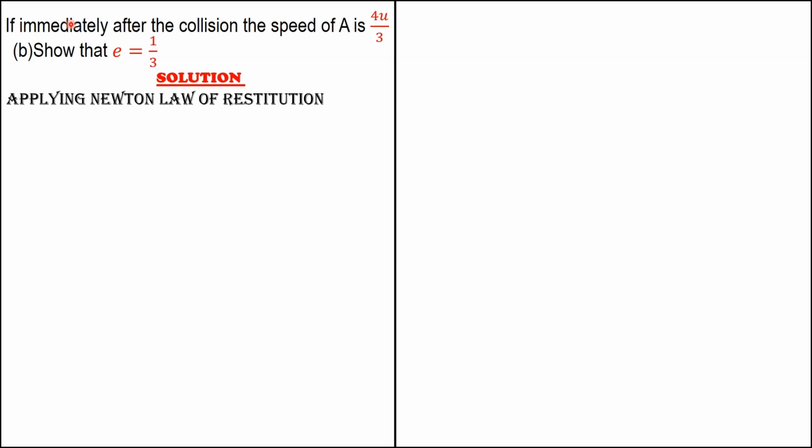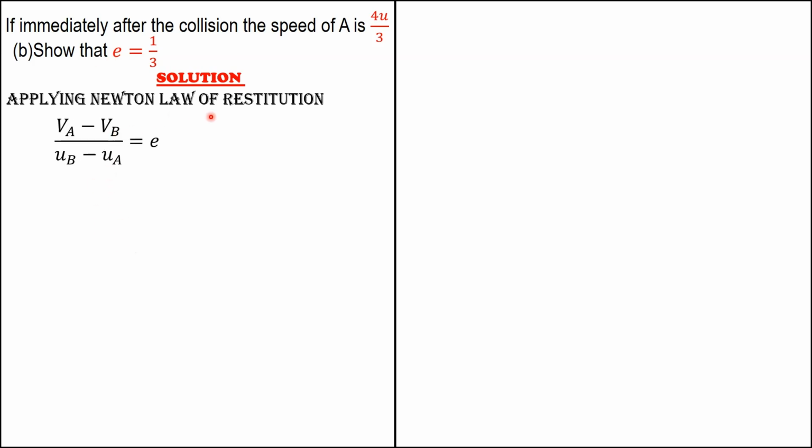In the A part of the question, we obtained the speed of sphere B after impact. In the B part, we are given the speed of sphere A after the impact, and obviously we know the initial speeds of sphere A and sphere B before impact. So we can simply apply Newton's law of restitution here to get the required value of the coefficient of restitution.